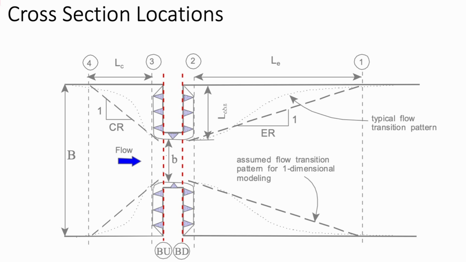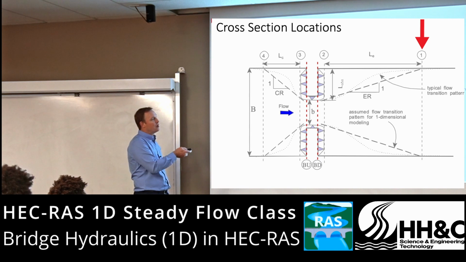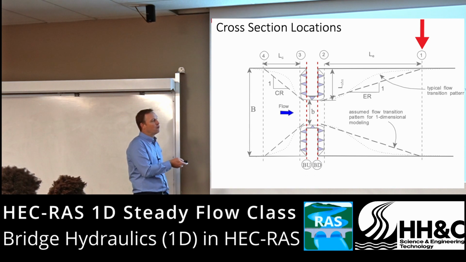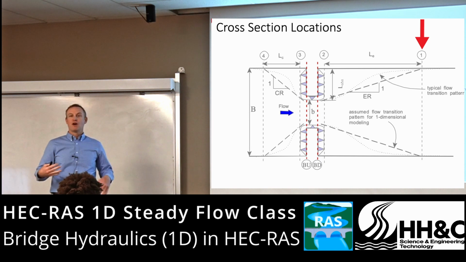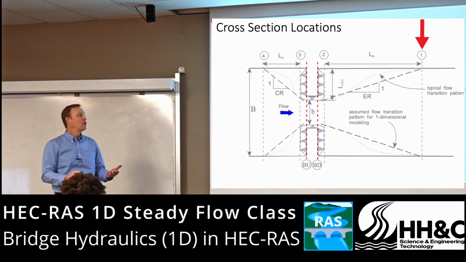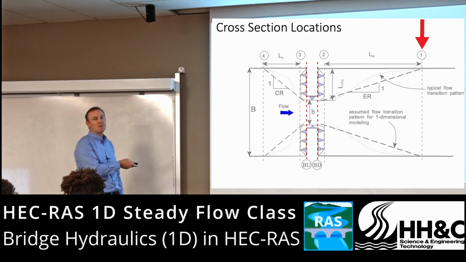Okay? Cross section 1, another way to say it, is our fully expanded cross section. So it's on the downstream side. It's where flow has gone back to natural river flow, where we don't have any contraction or expansion. Flow has been fully expanded.